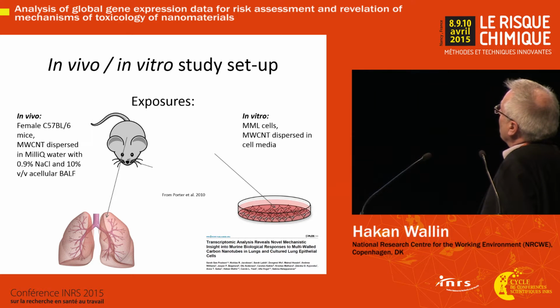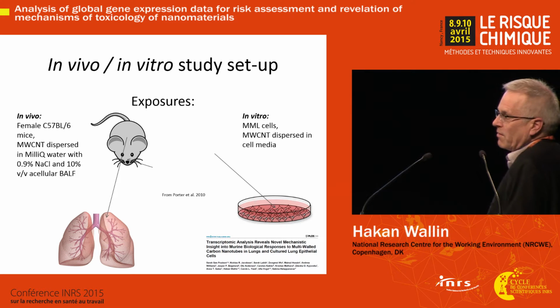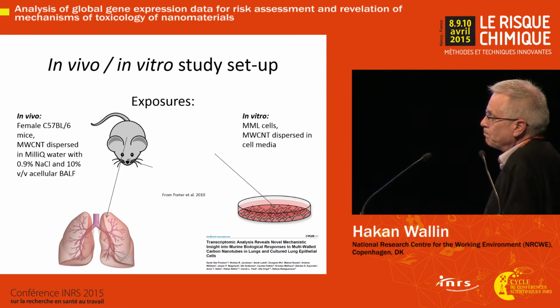So we tested this by dispersing them in saline with some BALF extract to get some of the natural detergents that are in the lung. And we gave them to MLE cells. This is a mouse lung epithelial cell line that was established by our colleagues in Canada. It's not a cancer cell line, but it's established from a normal lung, has many features of type 2 epithelial cells.